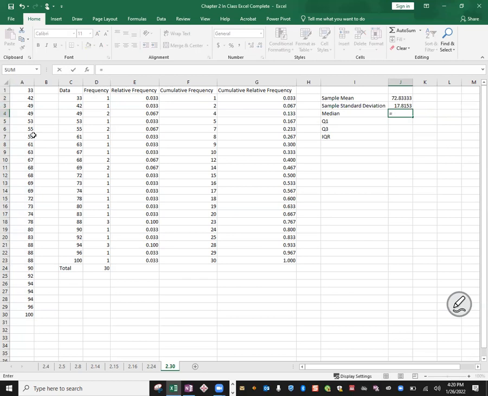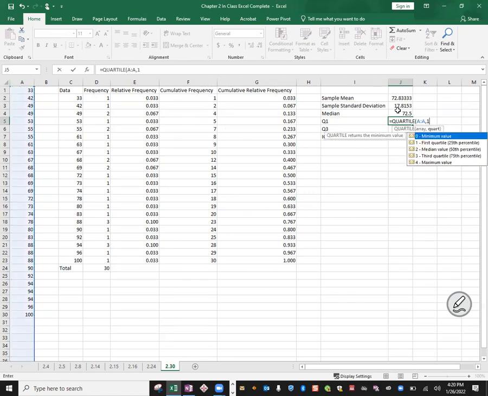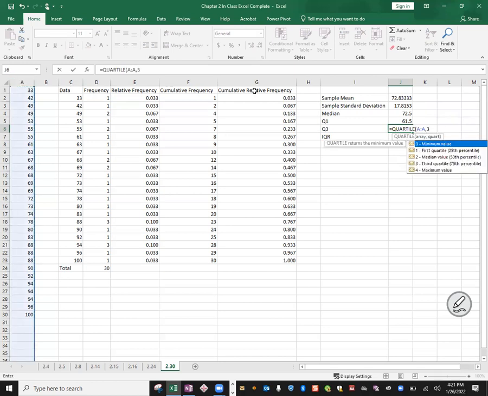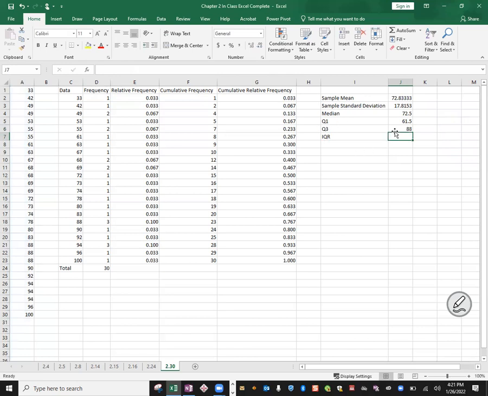Okay, we want the median, so we use the median command. We want our Q1, so we're going to use the quartile command. And we want our Q3, so again, the quartile command, and this time 3. And then the interquartile range is your Q3 minus Q1. And so our interquartile range is 26.5.